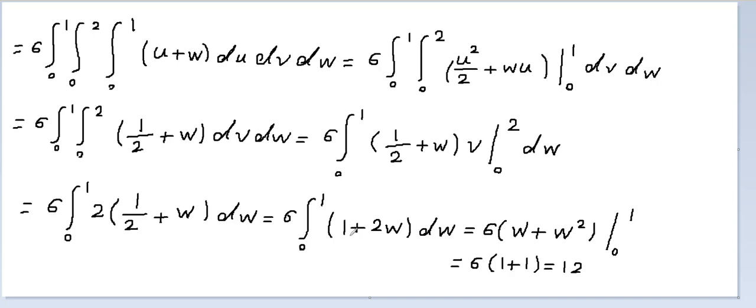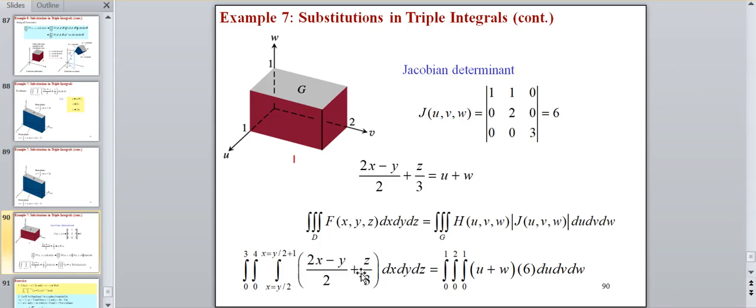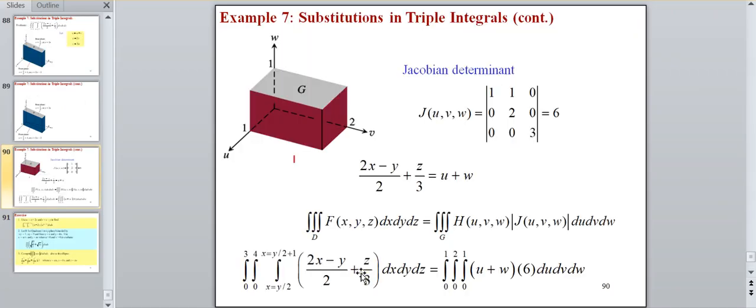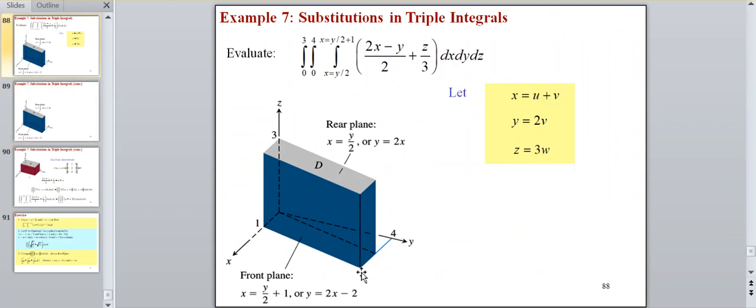The integral of 1 is w. The integral of 2w is w squared, from 0 to 1. So it becomes 6 times 1 plus, when w is 1, 1 plus 1. When w is 0, this is 0. So it becomes 6 times 1 plus 1, which is 12. So 12 is the answer to this integral. You can see the answer is not given, but we have done it for you. So the answer to this integral becomes 12.